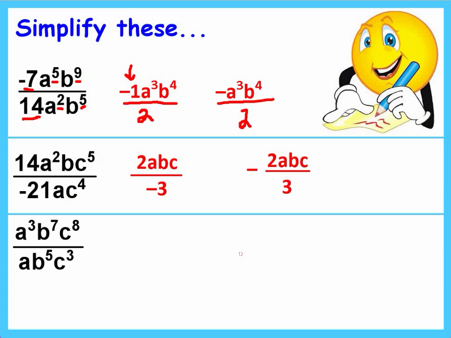This one, there's no numbers to divide, so we're just working with variables. A to the third over a, or a to the first, leaves you with a to the second. B to the seventh over b to the fifth leaves you with b to the second. C to the eighth over c to the third leaves you with c to the fifth. Final answer. If you have time, go ahead and try the next question, which is a challenge.